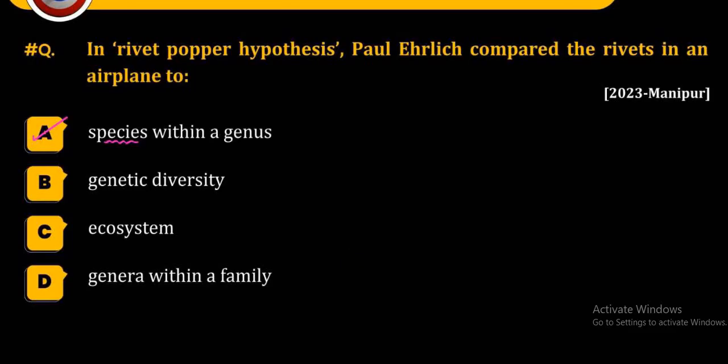Next question is, in the rivet popper hypothesis, Paul Ehrlich compared the rivet in an aeroplane. Option A. Species within a genus.